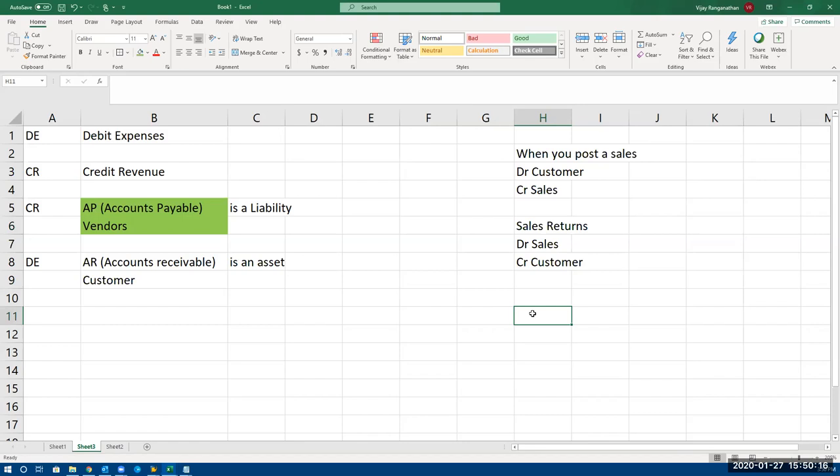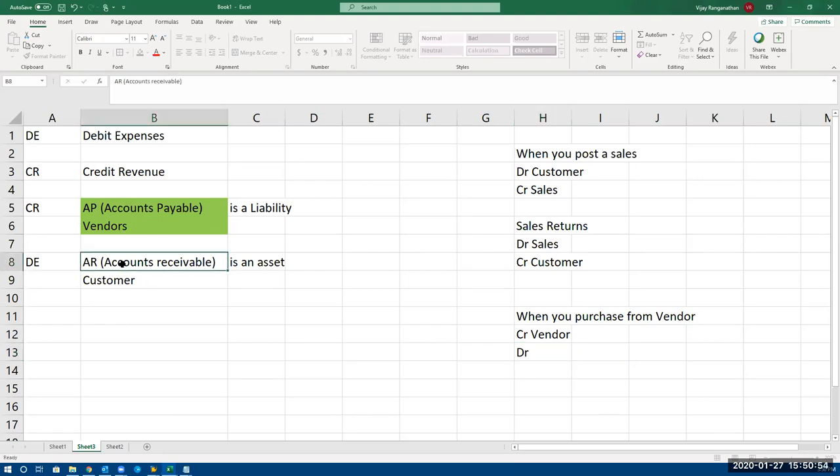Now when you sell something, same thing when you purchase something. When you purchase from a vendor, what's the accounting entry, Shaz? Credit the vendor. Exactly, you will never forget this. Vendor credit. And then debit what? AP. Come on. This is already AP. So when you buy something, you credit the vendor, and what are you buying? Inventory.